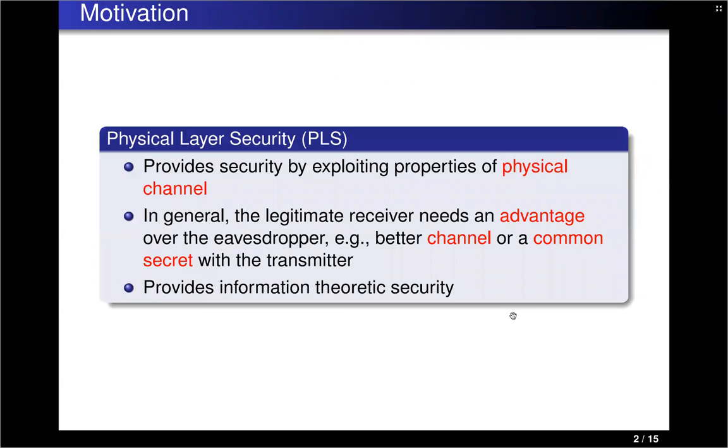Physical layer security provides security by exploiting properties of the physical layer of the channel. In general, the legitimate receiver should have some advantage over the eavesdropper. This advantage can be a better channel with the transmitter, or a common source of randomness with the transmitter. Physical layer security provides information theoretic security in contrast to cryptography methods, which provide computational security.